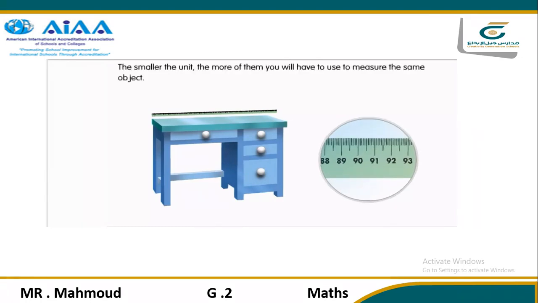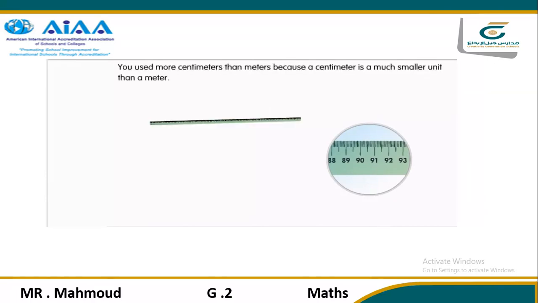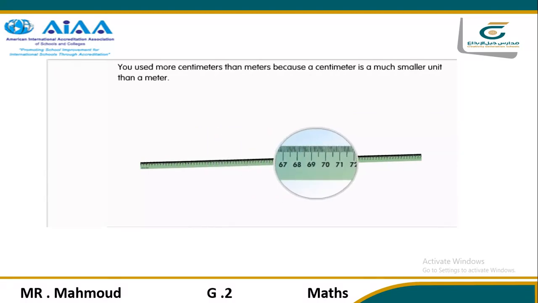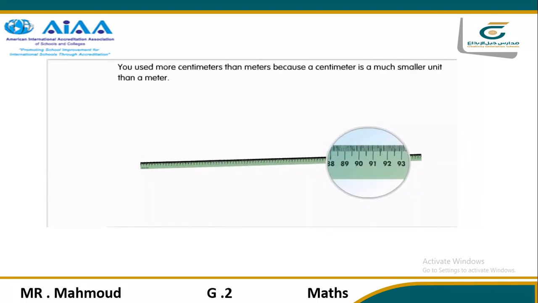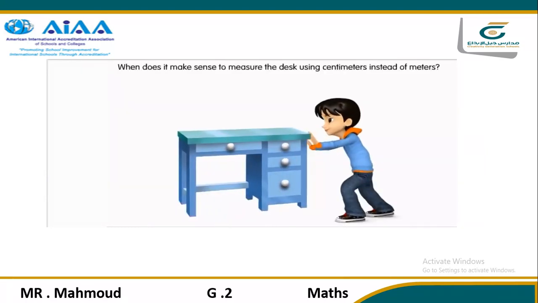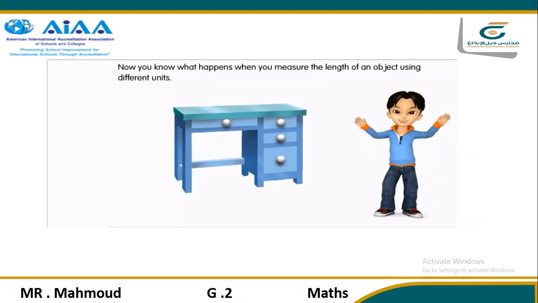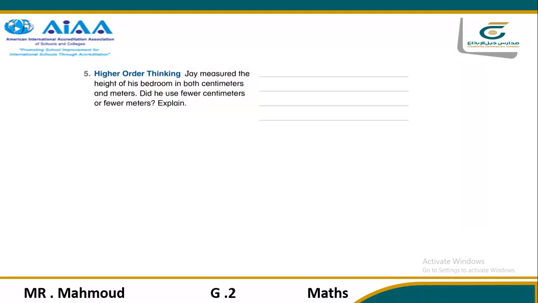The smaller the unit, the more of them you will have to use to measure the same object. You used more centimeters than meters because a centimeter is a much smaller unit than a meter. When does it make sense to measure the desk using centimeters instead of meters? It makes sense to measure the desk in centimeters when you want a more exact answer. Now you know what happens when you measure the length of an object using different units. So let's answer another question.